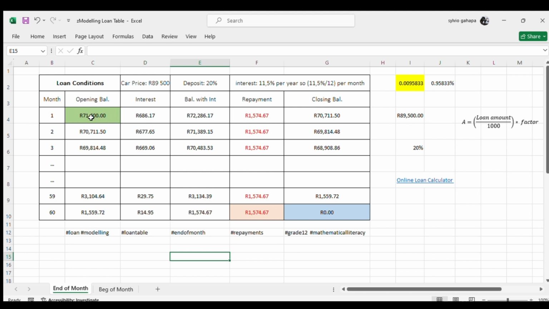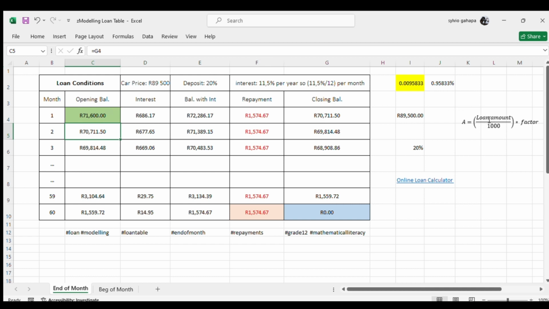The opening balance, it's always, as you can see here, let me quickly change that. It's 80% of the price because you have to pay a deposit, or if you don't want to use the 80%, you can simply say it's equal to the price of the car minus the price of the car multiplied by the interest that's being charged, right? Which gives you the 71,600. That's one option.